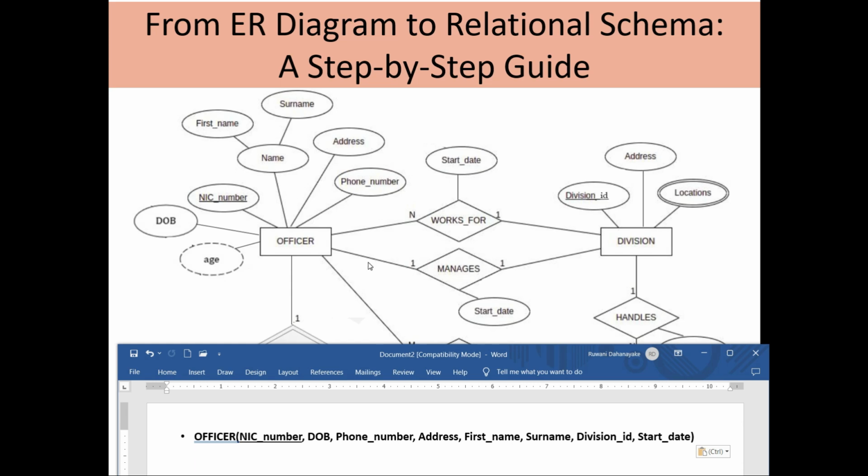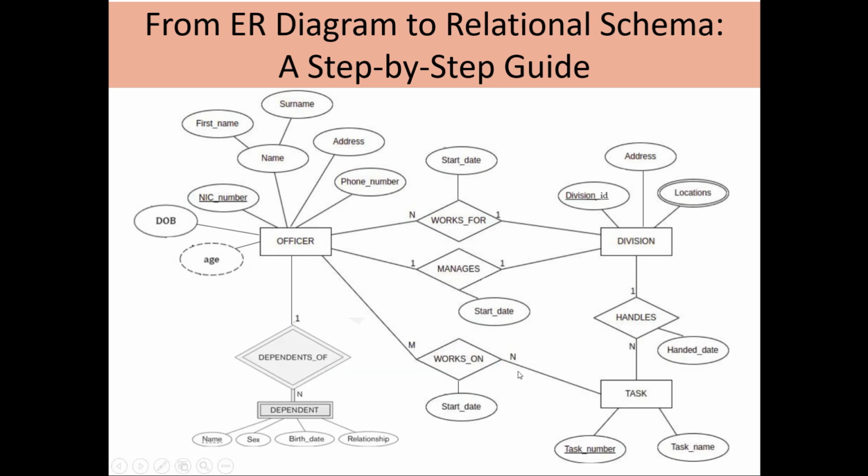Next, this is a one-to-one relationship. In a one-to-one relationship, we should take the primary key of either side into the other side. Okay. In this relational schema, I did not take this division ID into the officer side. This is a many-to-many relationship. When mapping a many-to-many relationship, we should write a relational schema for both entities and one schema for the relationship, so that no attribute comes into this officer relational schema from this relationship or entity.